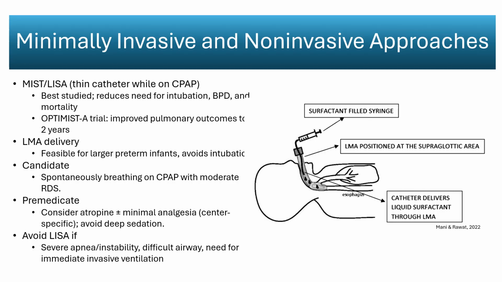Another option is laryngeal mask airway delivery, which can be considered in larger preterm infants with moderate respiratory distress who are stable on CPAP. These methods require careful preparation. Minimal premedication, often atropine with or without a small dose of analgesia, helps reduce reflex bradycardia, but deep sedation should be avoided to preserve spontaneous effort. Importantly, LISA is not appropriate for infants with severe apnea, airway instability, or those requiring immediate invasive ventilation. The physiologic principle is consistent: deliver surfactant while preserving natural breathing and minimizing ventilator-induced injury.